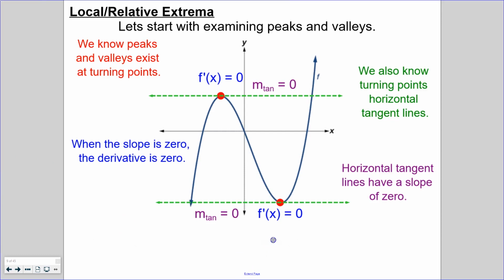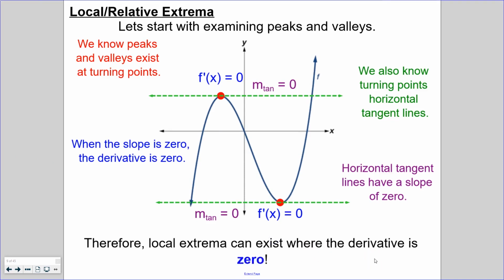So therefore, we can make the connection and say that local extrema can exist where the derivative is 0. Now, I want to point out one super important word here, and that is the word can. Local extrema can exist where the derivative is 0. It doesn't say local extrema will exist. We'll dive into that a little bit later on, but for right now, please emphasize the word can. Just because the derivative equals 0 doesn't mean there will be a local extrema. It means there can. We'll have to do a little bit more investigating there.